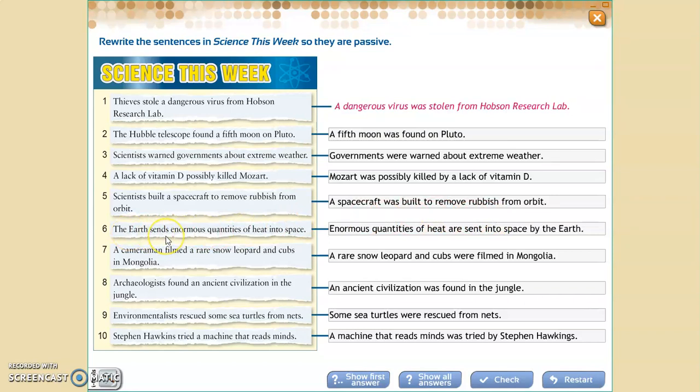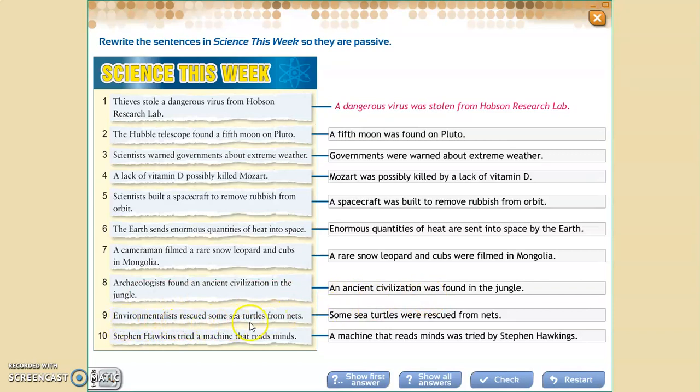6. The Earth sends enormous quantities of heat into space. Enormous quantities of heat are sent into space by the Earth. 7. A cameraman filmed a rare snow leopard and cubs in Mongolia. A rare snow leopard and cubs were filmed in Mongolia. 8. Archaeologists found an ancient civilization in the jungle. An ancient civilization was found in the jungle.